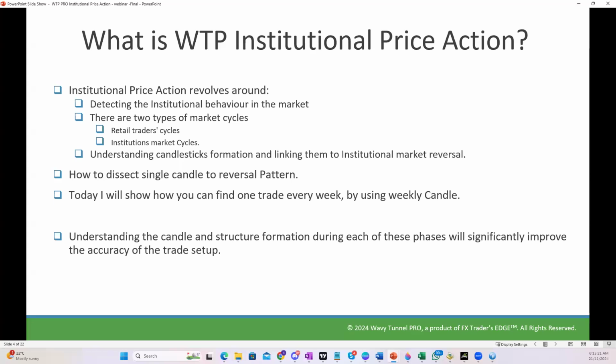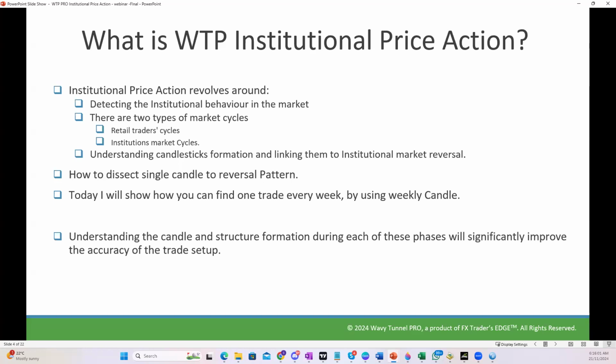To understand the institutional market cycle, remember they will not tell you what they're going to do next. But one thing is very important: they leave their footprint on the charts. And the chart is actually made of candlesticks. So if we understand the formation of the candlestick and link it to institutional market behavior, we will easily find market tops and bottoms. And I can tell you, everyone in this room uses this technique day in, day out, but they haven't looked at it from the specific point of view which I'm going to show you today.